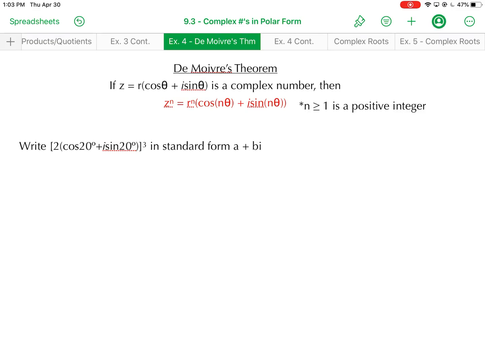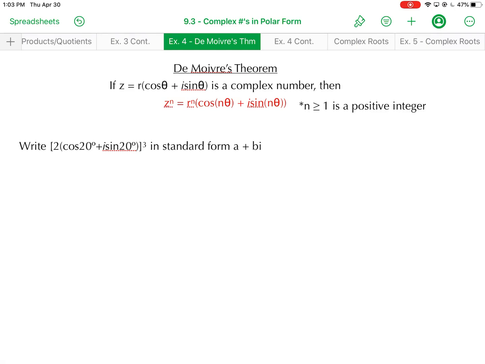What's up, everybody? Today the focus is on being able to raise a complex number to a power. You can do this in its rectangular form, but sometimes that can be pretty tedious and long to do, especially when you're working with large powers. If you have the number in its polar form, then you can apply what's referred to as de Moivre's theorem to raise it to a certain power.